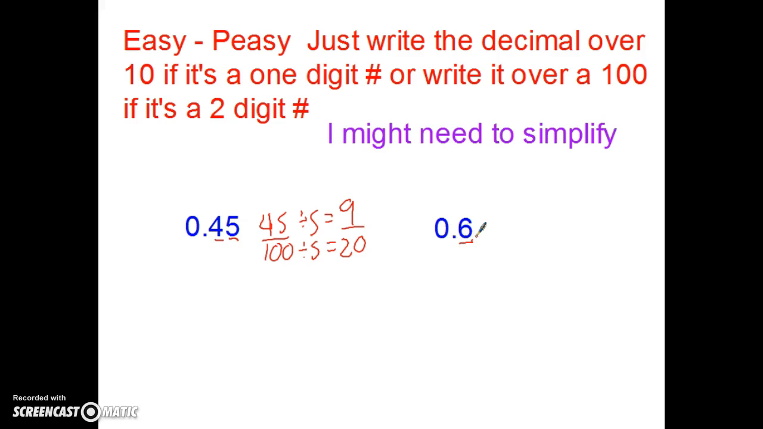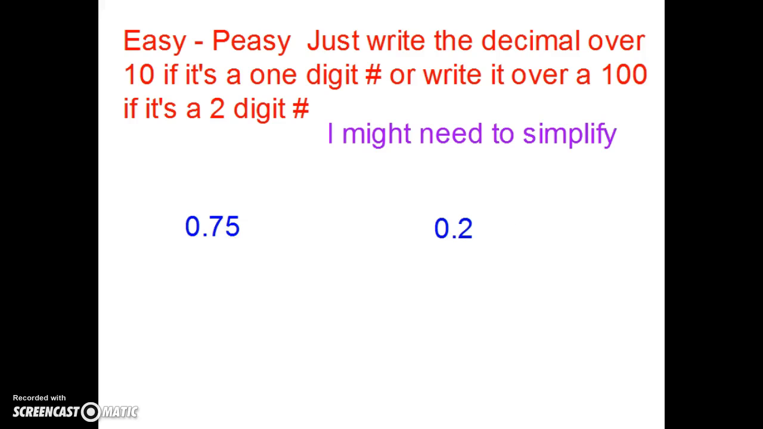0.6 only goes to the tenth spot. So I've got 6/10. They're both even. I'm going to divide by 2. I got a 3, and 10 divided by 2 gives me 5. 3/5 can't go any lower, so 0.6 is the same as 3/5.